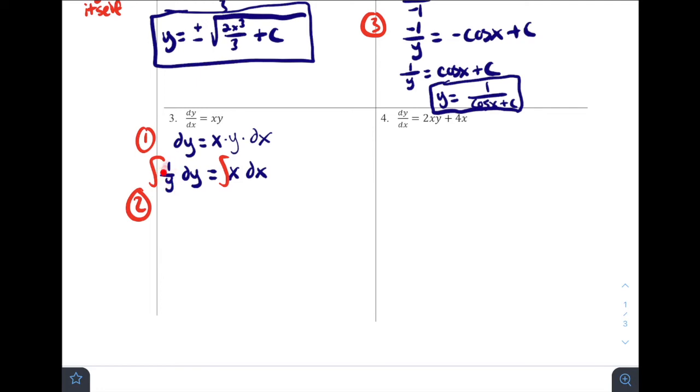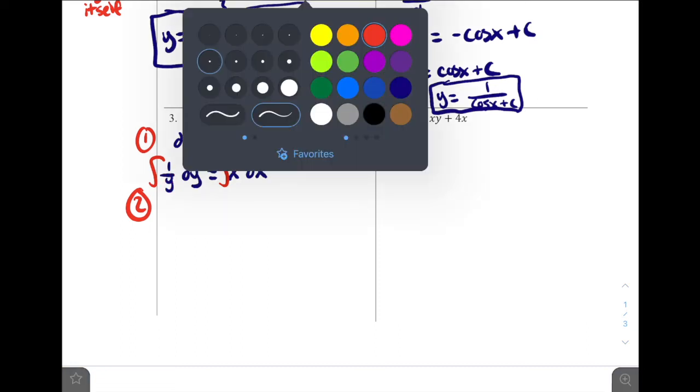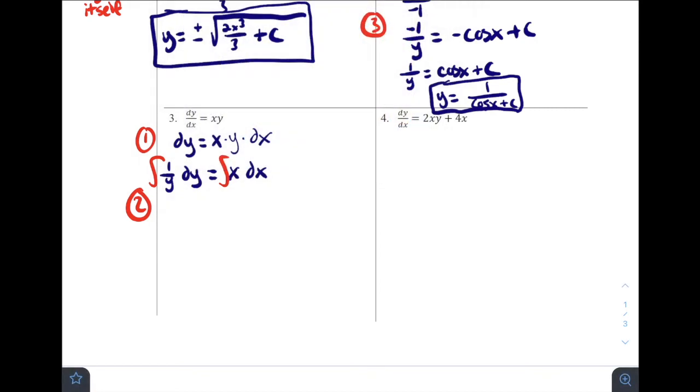1 over y is one of our special integrals. We know in this case that we actually can't do the power rule because this is like y to the negative 1. This is one of our special rules that the antiderivative of 1 over x or 1 over y is the natural log of the absolute value of that variable. So the natural log of the absolute value of y is going to be the antiderivative of that left side. Again, this is some review from chapter 6.